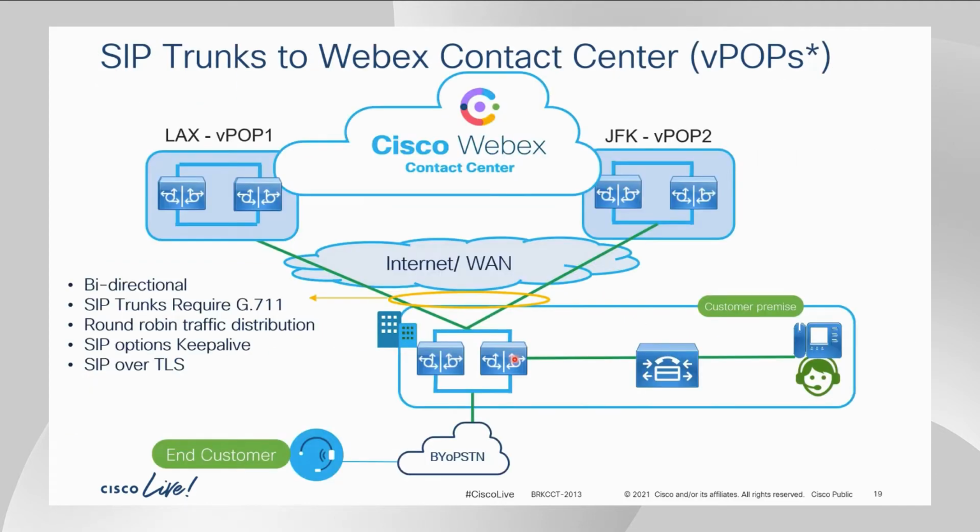And what is that SIP trunk to the VPOP? So you have this customer premises, you deploy a cube over here, and then this cube is supposed to connect to the VPOPs via SIP trunk in the Contact Center 1.0 option. So this SIP trunk is deployed from cube to the cloud, and it needs to be bidirectional. It needs to support G711. It should support round-robin distribution of traffic. It should support options keep alive, and then finally it should support TLS for transport.